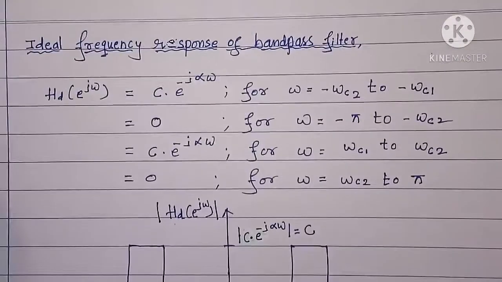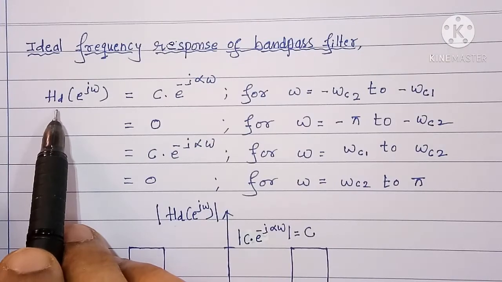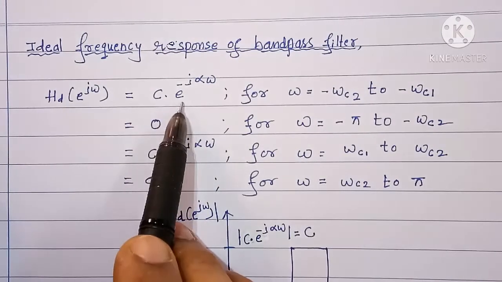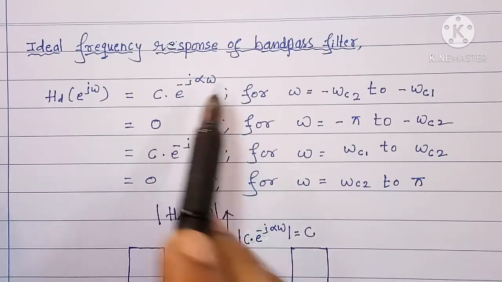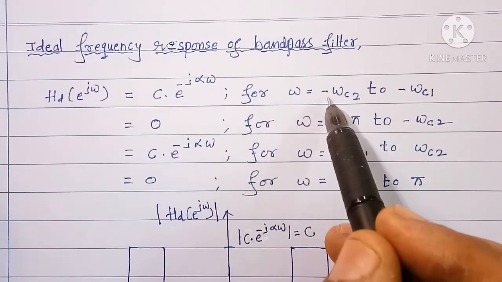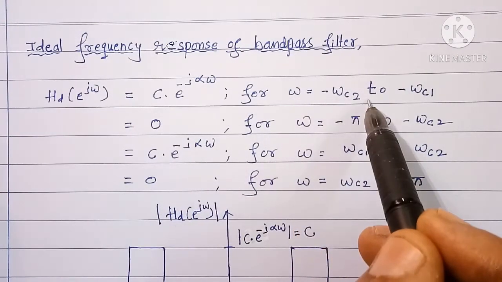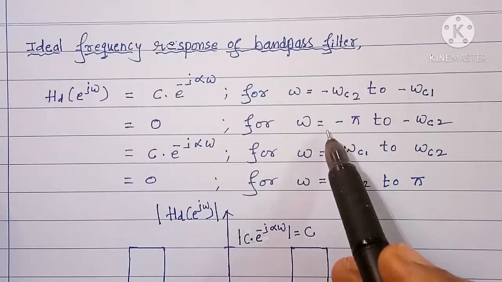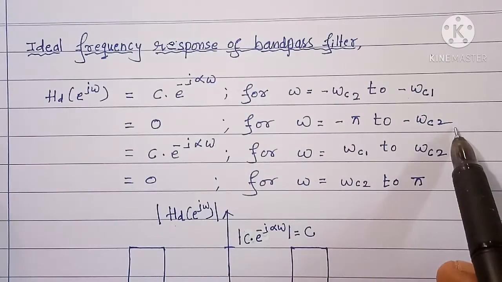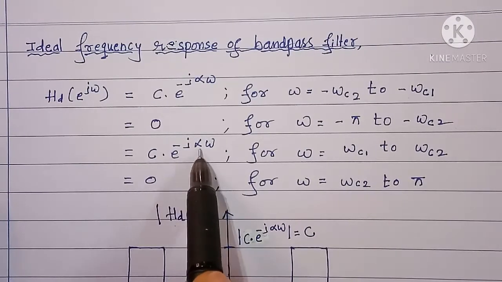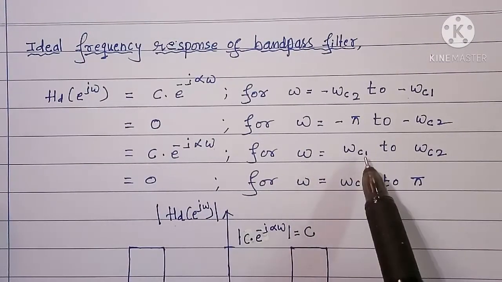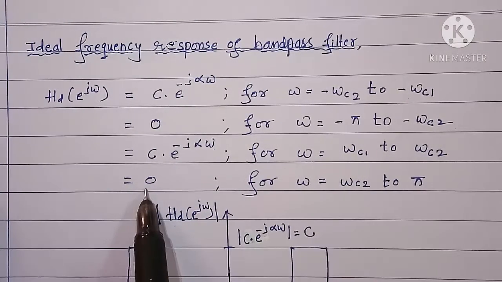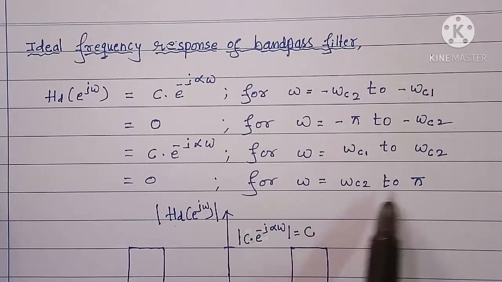I have written same thing here. HD of e raised to j omega is equal to C into e raised to minus j alpha omega for omega equal to minus omega c2 to minus omega c1, 0 for omega equal to minus pi to minus omega c2, C into e raised to minus j alpha omega for omega equal to omega c1 to omega c2, equal to 0 for omega equal to omega c2 to pi.